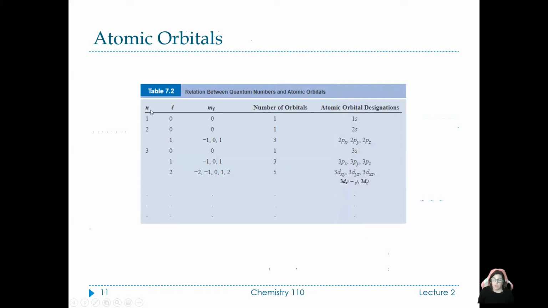Atomic orbitals. Again, we talked about n, L, ML, number of orbitals, and the atomic orbital designations. So, again, this one is 3 for number of orbitals: 2px, 2py, 2pz. Okay? So, again, all of those things go back to what we've been talking about with all of those numbers.